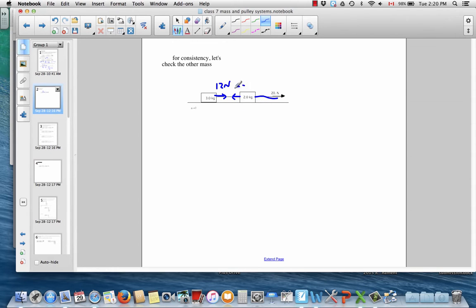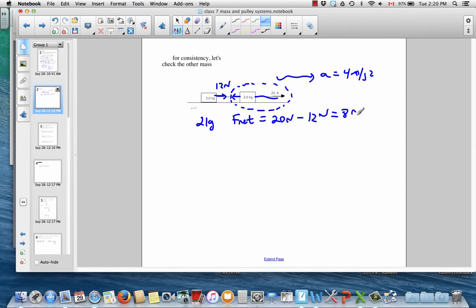So is that consistent with an acceleration? The acceleration for this system should be 4 meters per second squared. So the net force on the 2 kilogram object is 20 newtons forwards minus 12 newtons backwards. That's 8 newtons of net force. And if we consider MA, 2 kilograms times 4 meters per second squared, that's also 8 newtons. So that's consistent. Okay, the 12 newtons is indeed the correct tension.